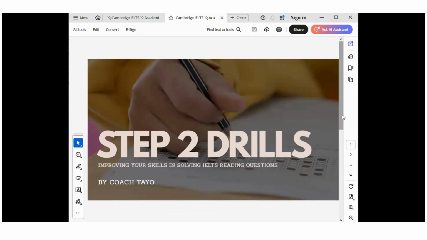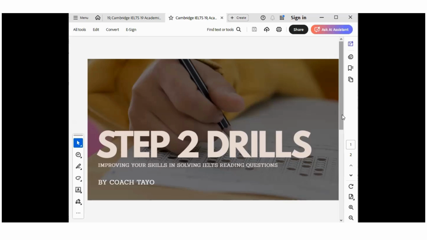Step 1 involves learning about the different question types, learning about the different strategies, being able to identify the strategies to use, being able to use those strategies, those techniques, and then being able to identify the different question types. Okay, that's step 1. Step 2 now involves mastering the question types. Okay, in step 2, you take the question types one by one and you master them.